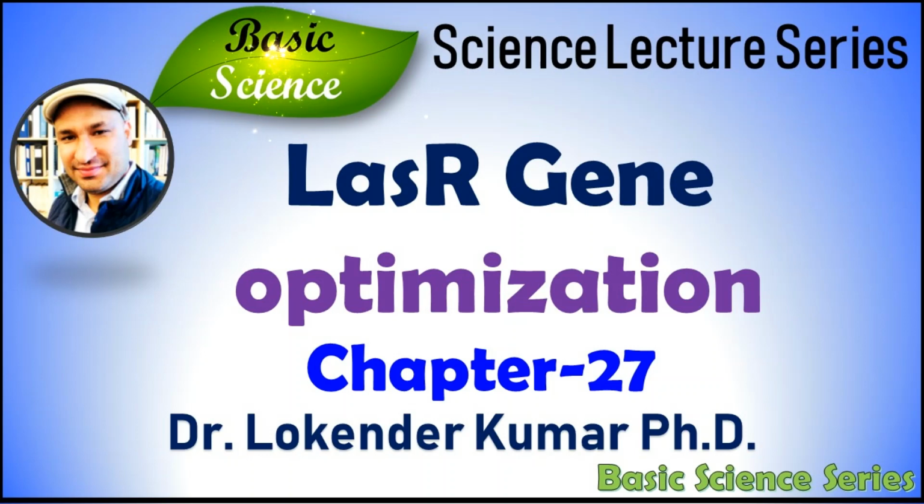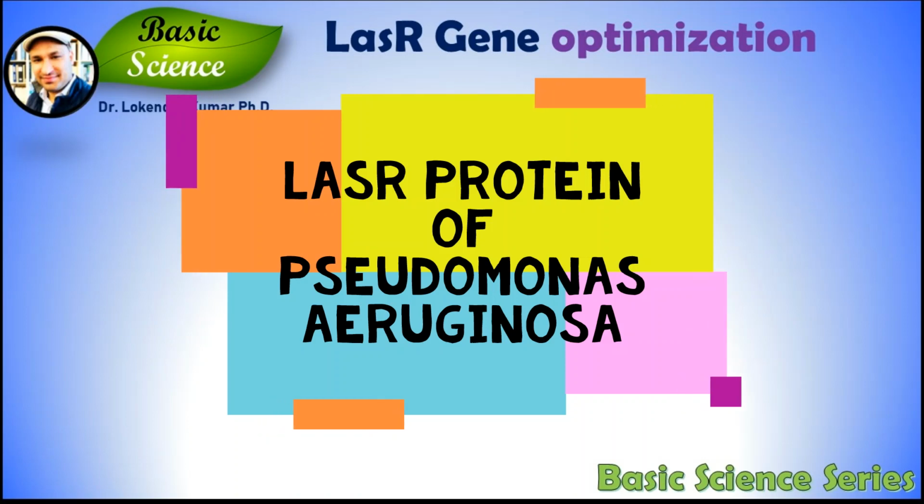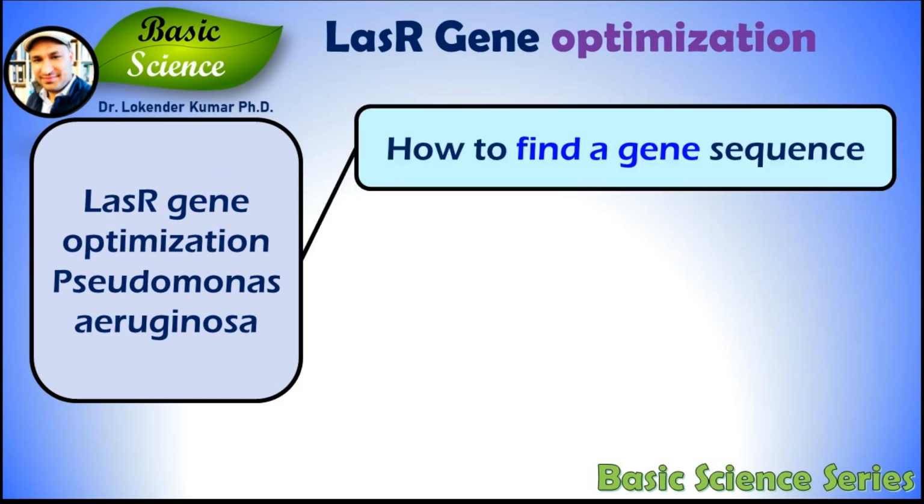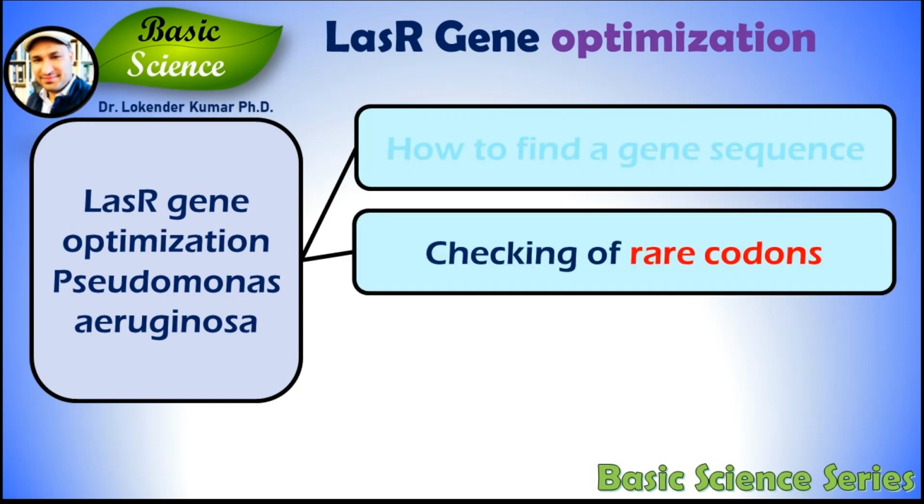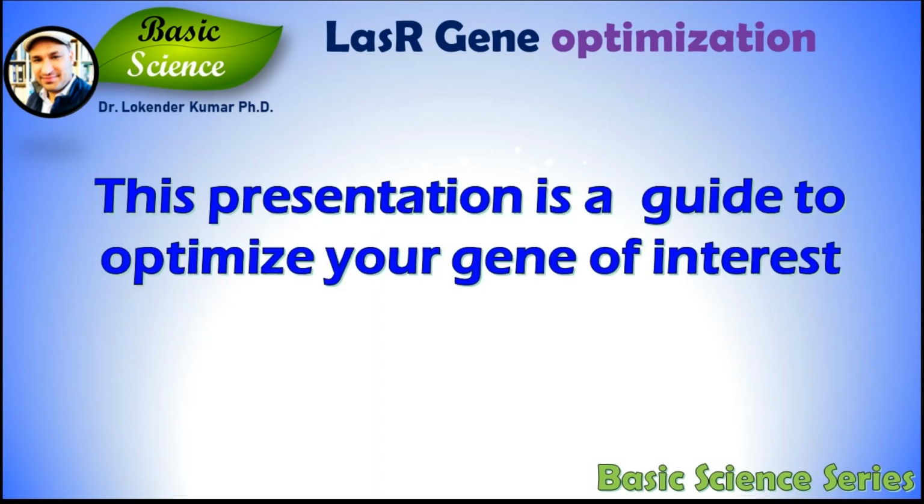I have created this program to promote scientific knowledge among students and young researchers. In this presentation, I will guide you through a step-by-step process of gene optimization, taking an example of Pseudomonas aeruginosa LasR protein. In this episode, you will know how to find a gene sequence of a particular protein, how to check if there is a rare codon present in the gene sequence, and how to remove and optimize the codon to express your protein of interest.